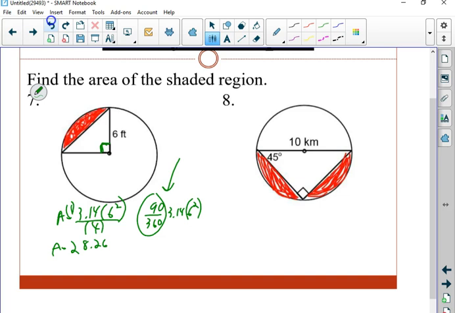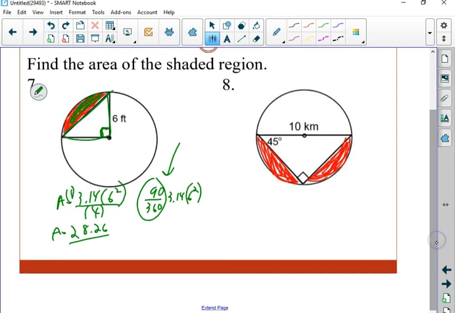Now the thing is, we're not doing this whole sector. We're only doing the sector right here minus the triangle. So what we have to do is take the area of the sector, which is 28.26, and take out the triangle. So we have to step back a little bit and find the area of a triangle, which is 1/2 base times height. You should know that formula by now, because a triangle is just half of a rectangle.